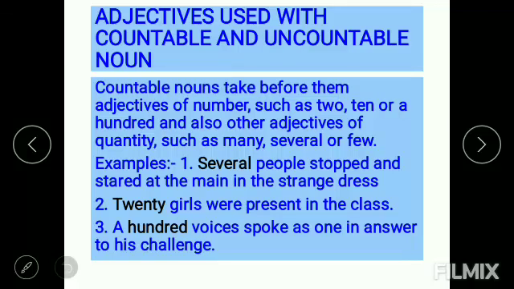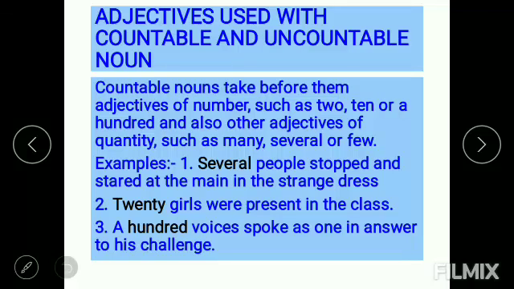Adjectives used with countable and uncountable nouns. Countable nouns take before them adjectives of number such as 2, 10 or 100, and also other adjectives of quantity such as many, several or few. So any countable noun in a sentence has an adjective before it, like an adjective of number such as 1, 2, 10, or adjectives of quantity like many, several or few.